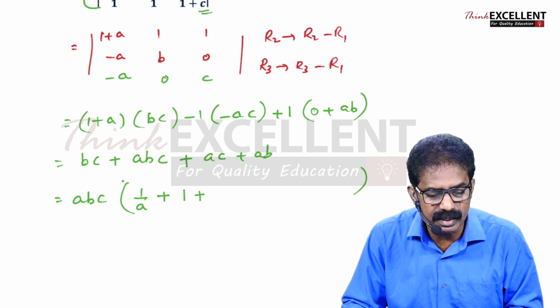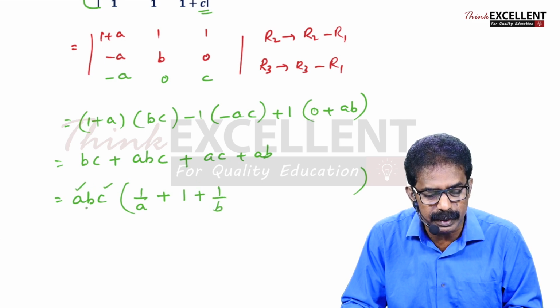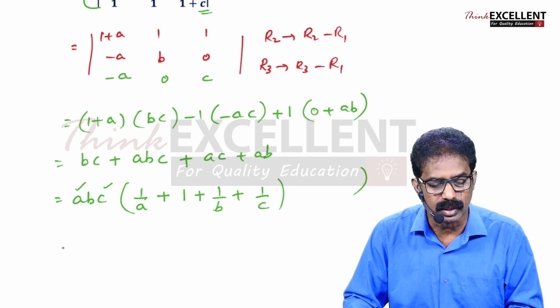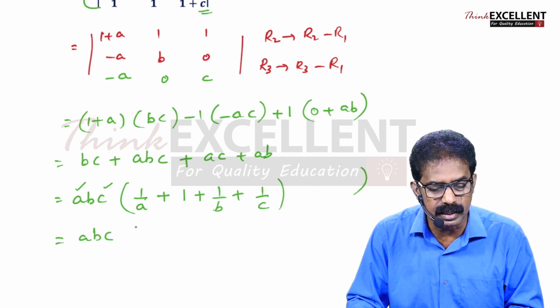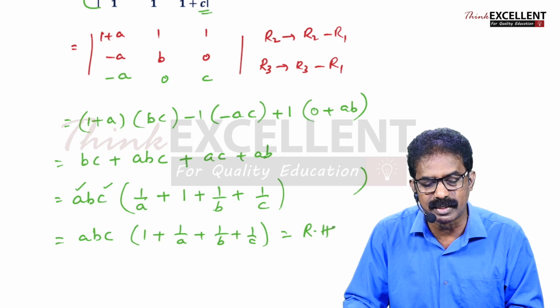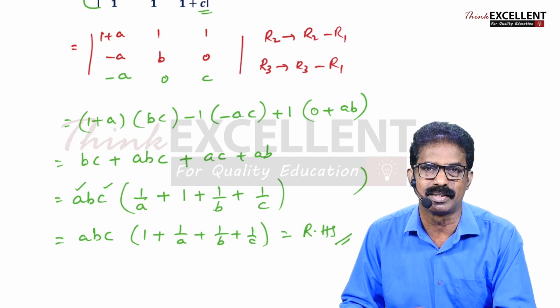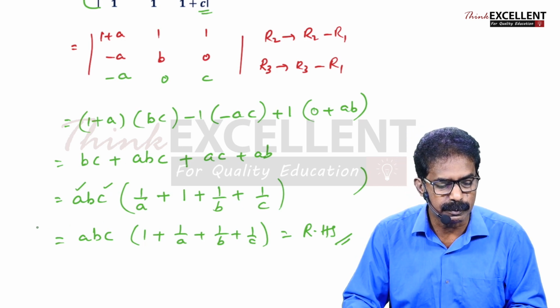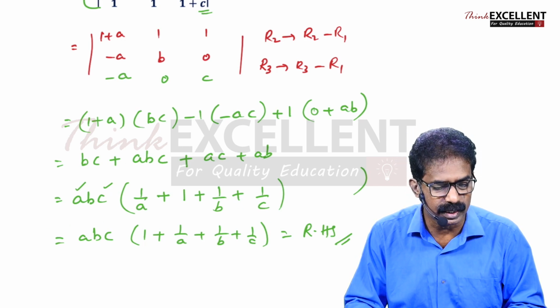Next one, ac we have taken, a and c. b is not there, so write 1 by b. If you multiply, b cancels, you will get ac. And the last one, ab we are taking, c is not there, so write 1 by c. So now write in order, abc into 1 plus 1 by a plus 1 by b plus 1 by c. And that is our RHS, and this is one of the very, very simple methods. Just make a few elements 0, then expand and take abc common, you will get the answer.